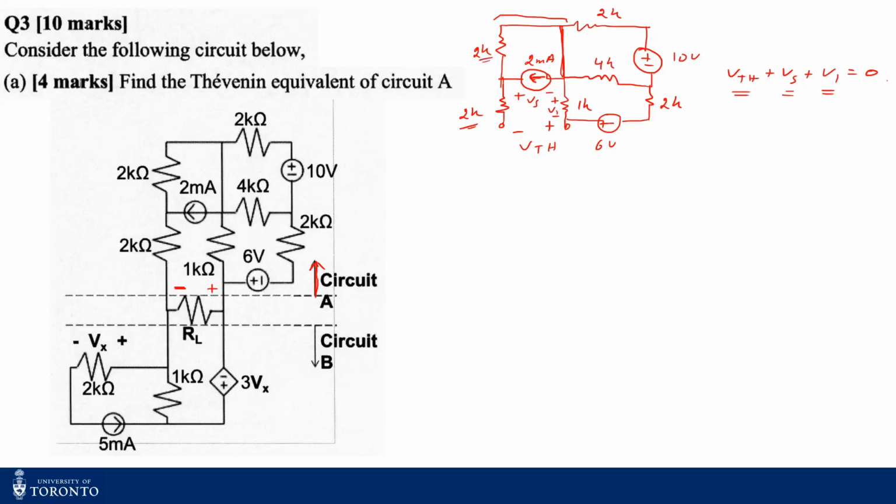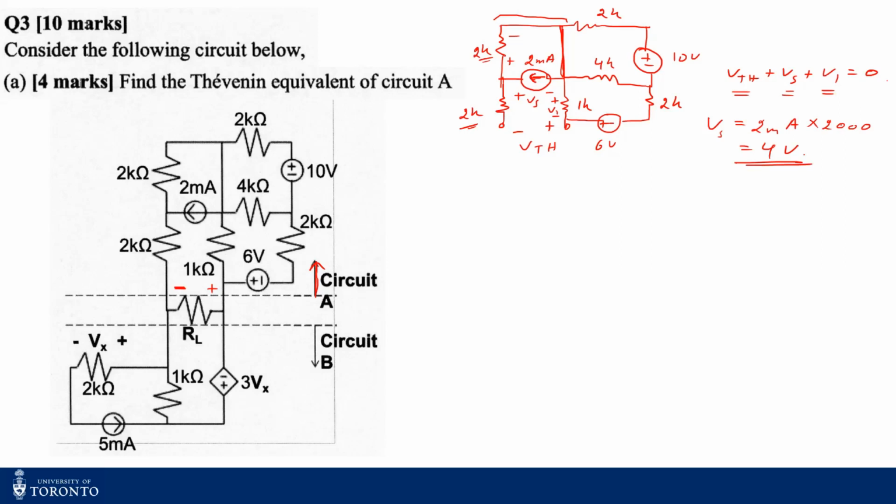So I can immediately find my VAS. My VAS by KVL should be equivalent to the voltage across these 2 kilo ohms, right. So what's my VAS? Basically the voltage across the current source. It's basically 2 milliamps times 2 kilo ohms, right? So that's like 4 volts. So I know my Vs. Now I have to find just V1, right?